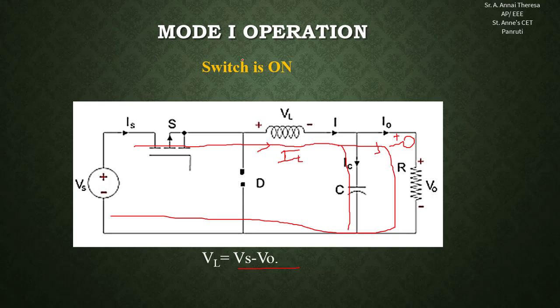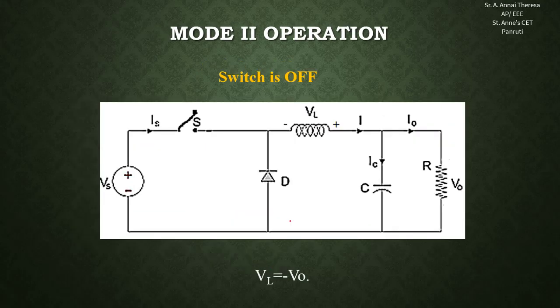So this is the first mode of operation. Under this mode, the switch is on and the freewheeling diode is not conducting. The current takes this path, the output voltage is V0, and the voltage across this inductor is Vs minus V0. Second mode of operation, when the switch is off.